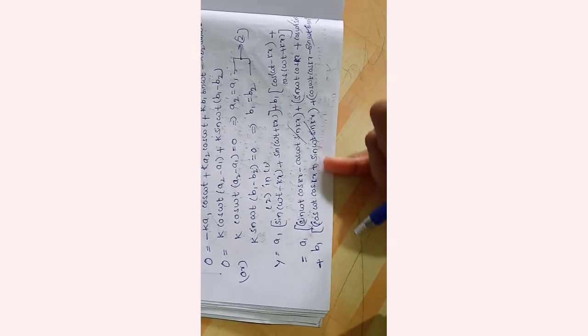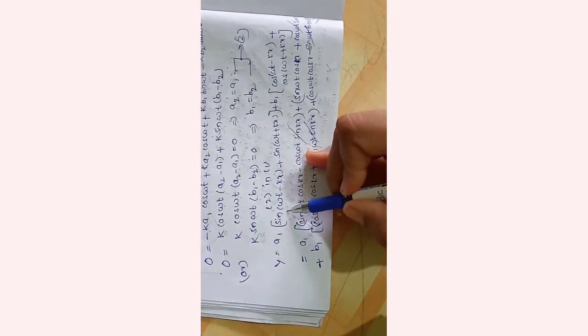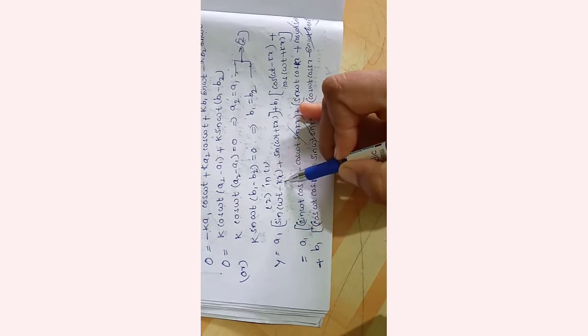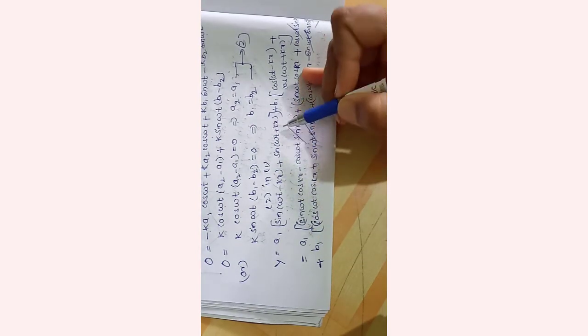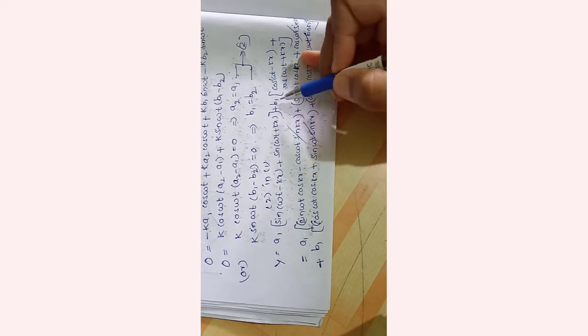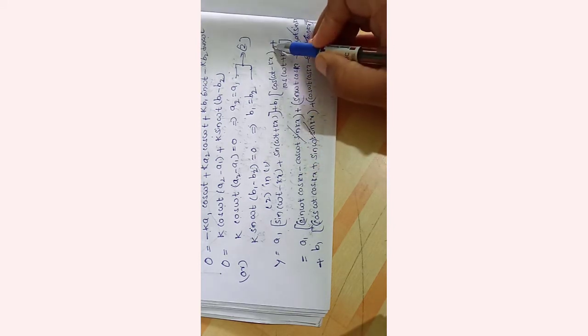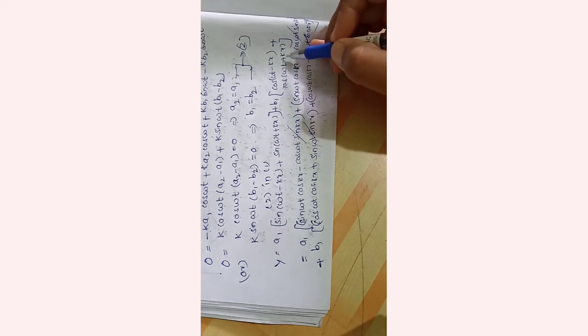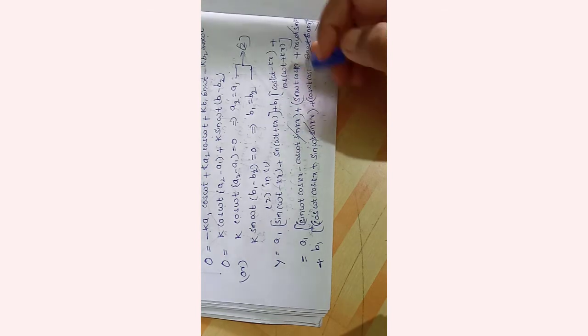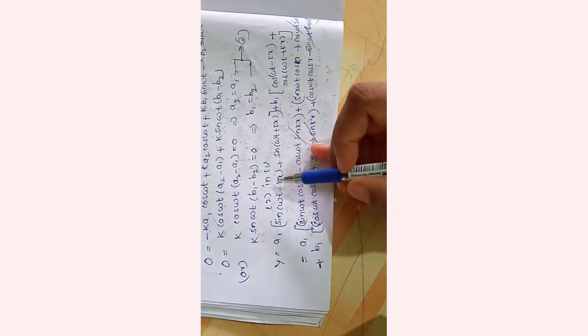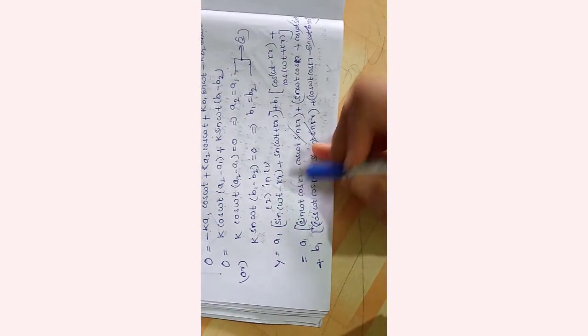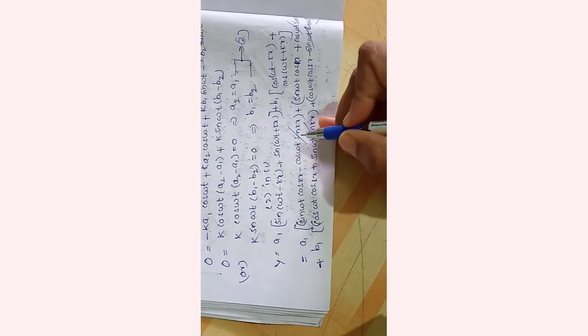y equal to a1 [sin(omega t minus kx) plus sin(omega t plus kx)] plus b1 [cos(omega t minus kx) plus cos(omega t plus kx)]. Now using trigonometric formulas, sin(a minus b) can be written as sin a cos b minus cos a sin b.